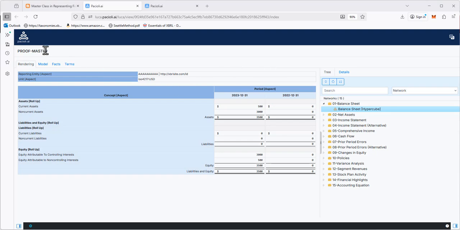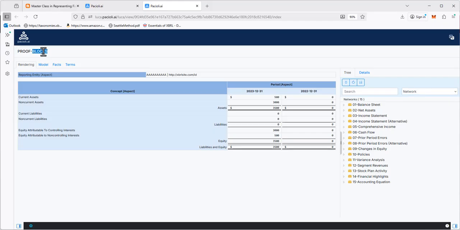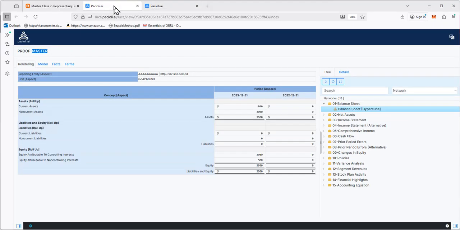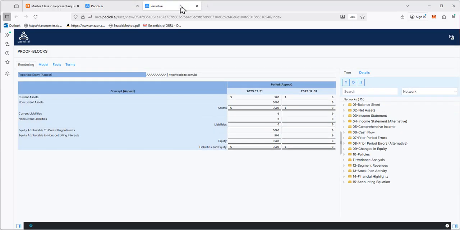This video contrasts the proof master and the proof blocks. So what I did in the proof blocks representation is to remove every abstract concept that I could remove and still follow the fundamental rules of creating a report model in XBRL. So here's what I mean.